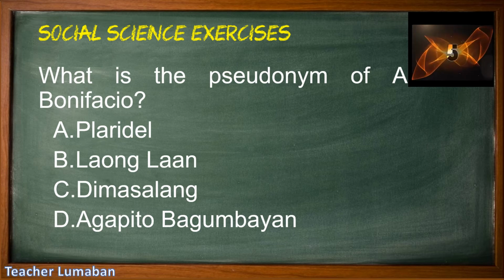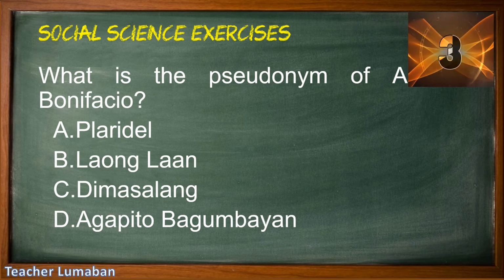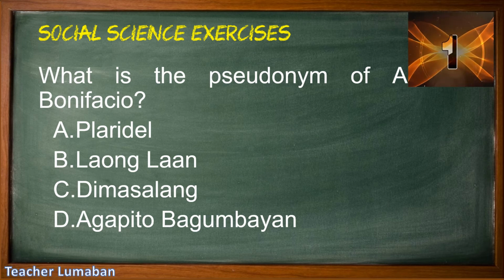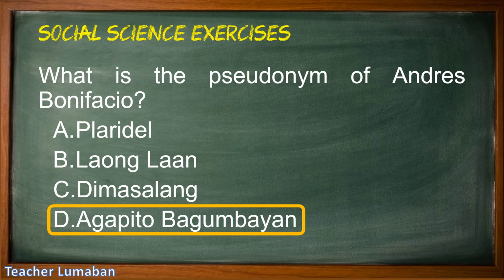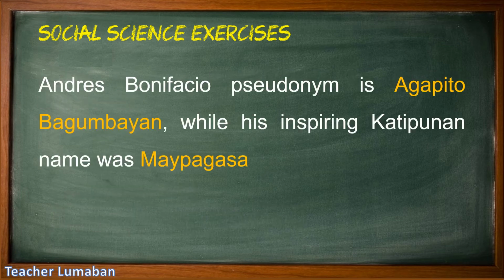5, 4, 3, 2, 1. The correct answer is letter D. Agapito Bagumbayan. Andres Bonifacio's pseudonym is Agapito Bagumbayan, while his Katipunan name was Maypagasa.